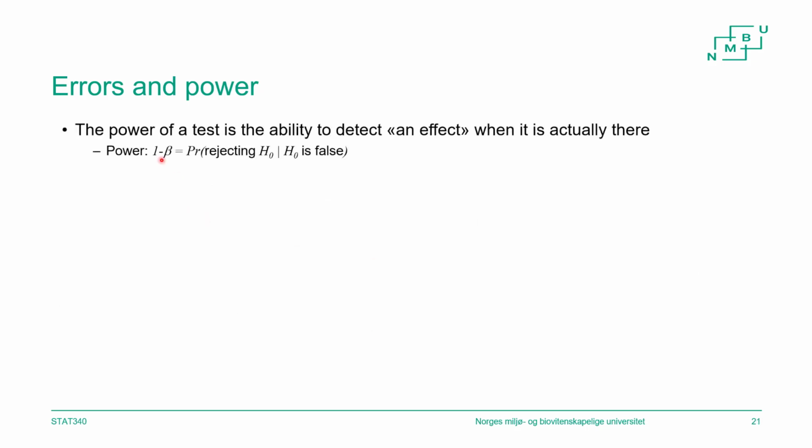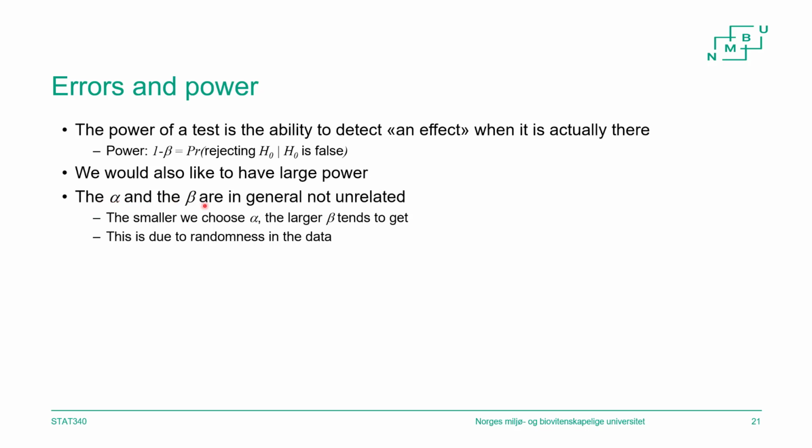So the power of a test is the ability to detect an effect when it is actually there, right? Rejecting the null hypothesis when the null hypothesis is indeed false. So we do a sort of correct rejection. And the probability of this is 1 minus beta. This is power in statistics. So we would like to have this as big as possible.